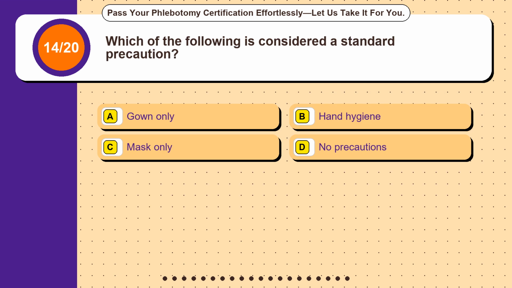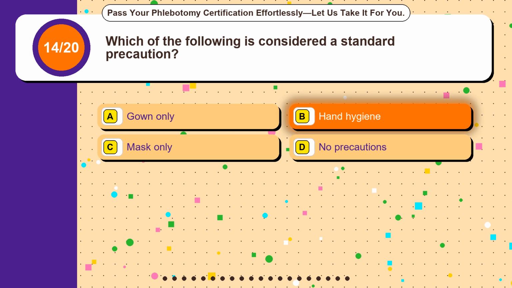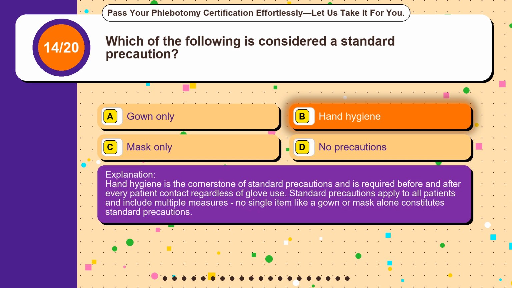Question 14. Which of the following is considered a standard precaution? Option A, gown only. Option B, hand hygiene. Option C, mask only. Option D, no precautions. The correct answer is option B, hand hygiene. Hand hygiene is the cornerstone of standard precautions and is required before and after every patient contact regardless of glove use. Standard precautions apply to all patients and include multiple measures. No single item like a gown or mask alone constitutes standard precautions.